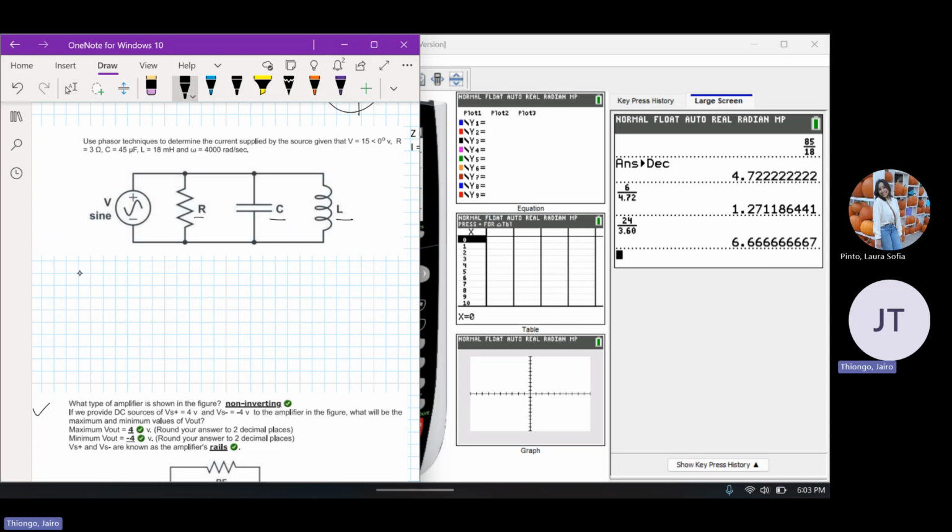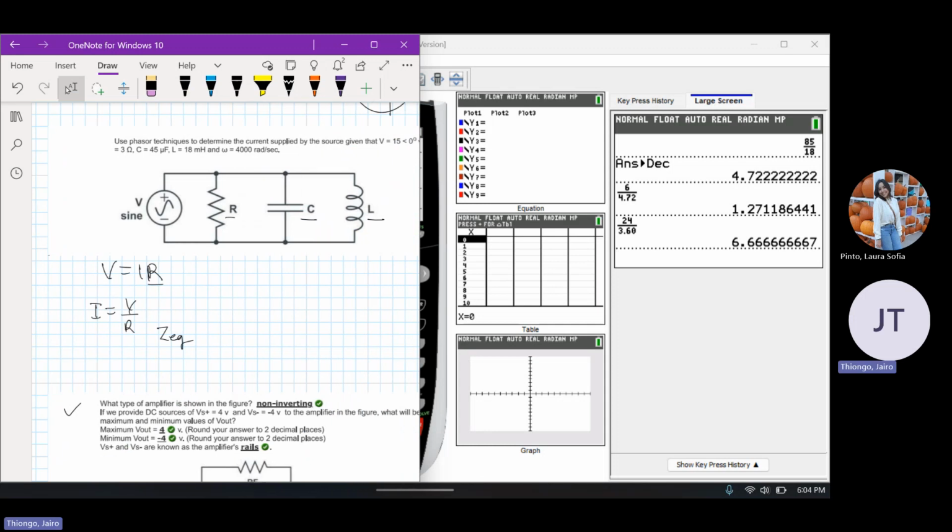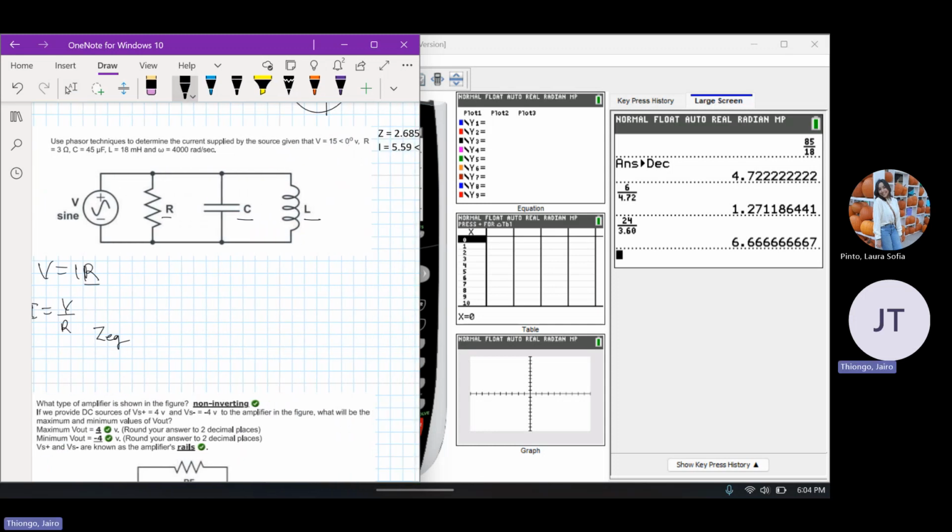For the current, we are going to use Ohm's law: V equals IR, with R the resistance and I the current. So I is V over R. However, here we are not just looking for the resistance. We do not have a simple circuit with only a resistor connected. We have a resistor, a capacitor, and an inductor. So for R, we have to replace it with Z equivalent, so we have to look for Z equivalent. We've already been given the volts, which in phasor form is 15 at 0 degrees.